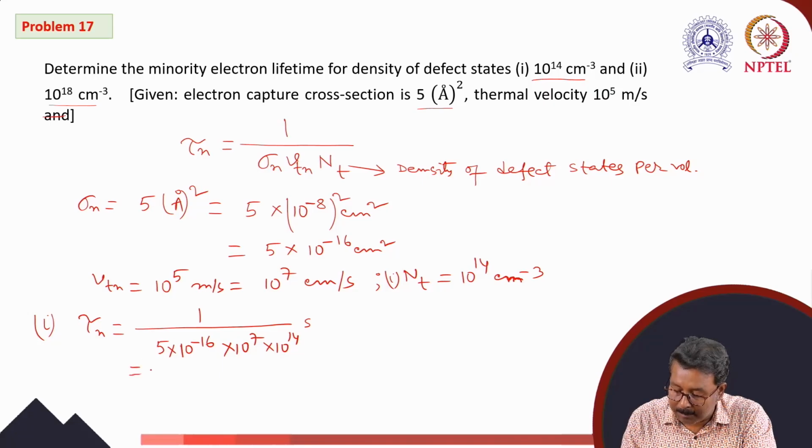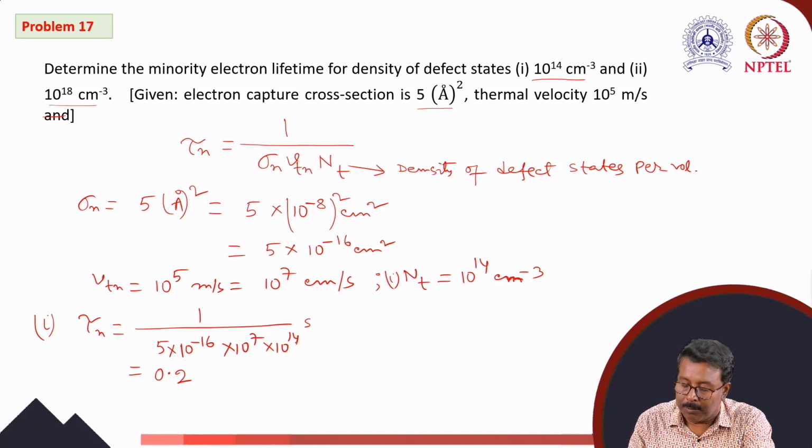1 by 5 is nothing but 0.2, and 10 to the power minus 16 plus 7, that is minus 9, plus 14, that is 10 to the power 5, so 10 to the power minus 5 second. That means 2 into 10 to the power minus 6 second, that is equal to 2 microsecond.